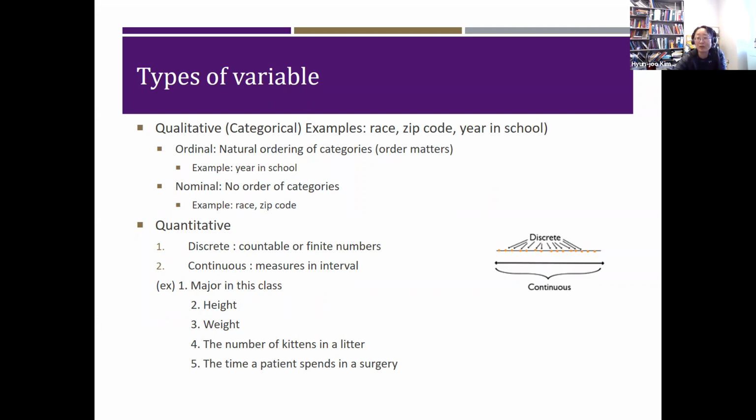Second and third one, height and weight. What do you think? Definitely those are numbers. Okay, so quantitative. And if you think about the possible values for height and weight, between 5 feet and 6 feet, there are so many numbers in between, right? Those are considered to be quantitative and continuous variables. The number of kittens in a litter, 0, 1, 2, 3, 4, 5, is countable, so it's a quantitative and discrete case.